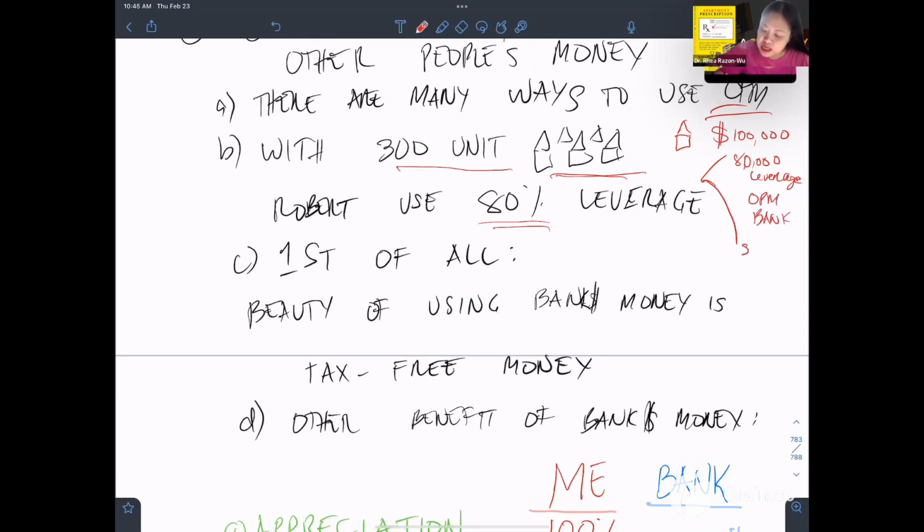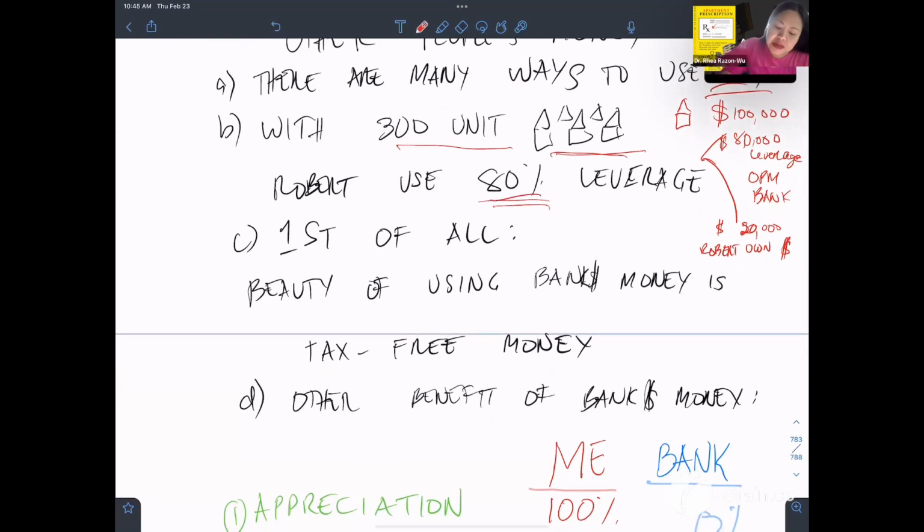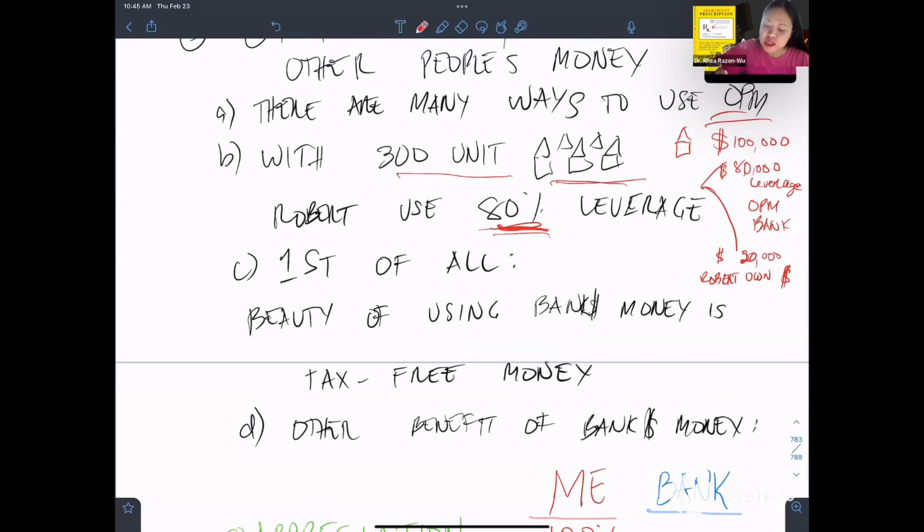Now, the 20,000 is from Robert's own money. So that's what I mean when Robert used 80% leverage. So 20%, or 20,000 of it, is money from his own pocket. 80%, or 80,000 of it, comes from the leverage of other people's money.